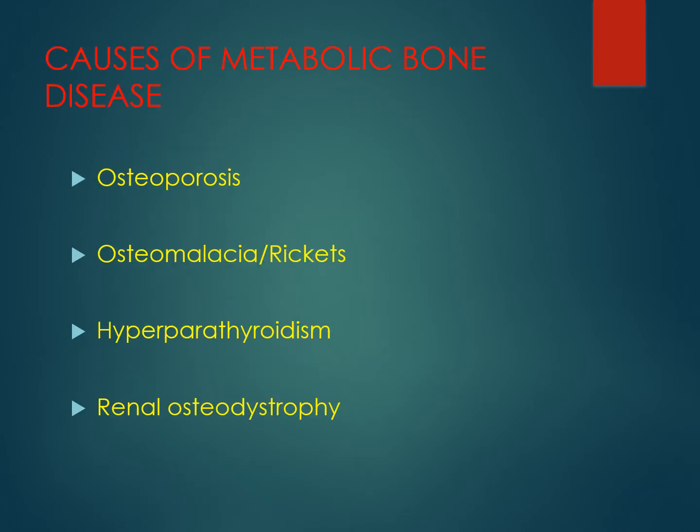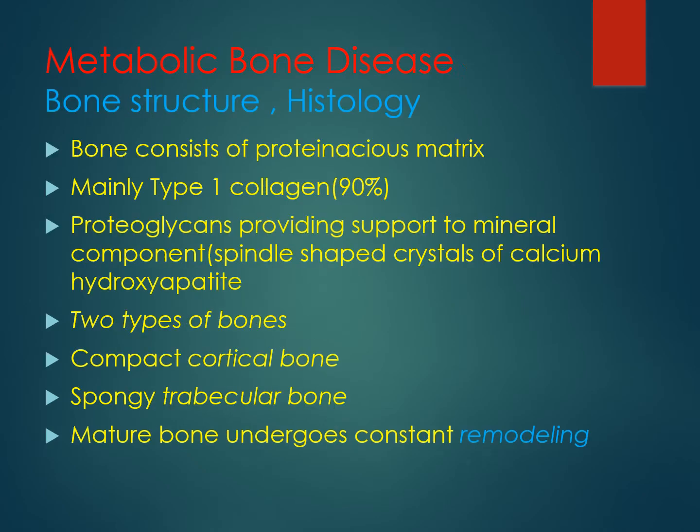Now, there are four important conditions which come under the heading of metabolic bone disease: osteoporosis, osteomalacia, rickets in children, hyperparathyroidism, here we mean secondary hyperparathyroidism, and renal osteodystrophy, where in chronic renal disease or end stage kidney disease with chronic renal failure, what changes actually occur in the bones. Now, before we discuss the topic of osteoporosis, we should know as a background knowledge bone structure and histology.